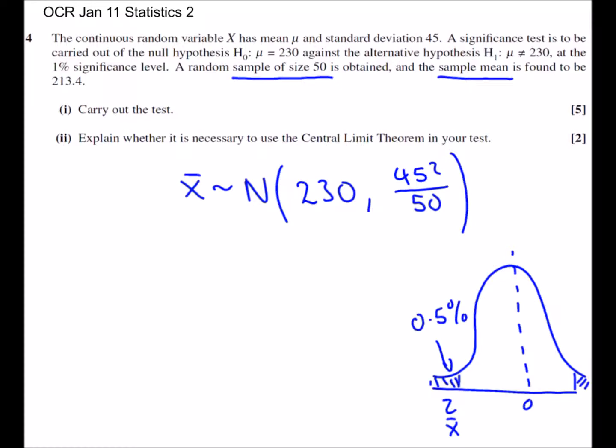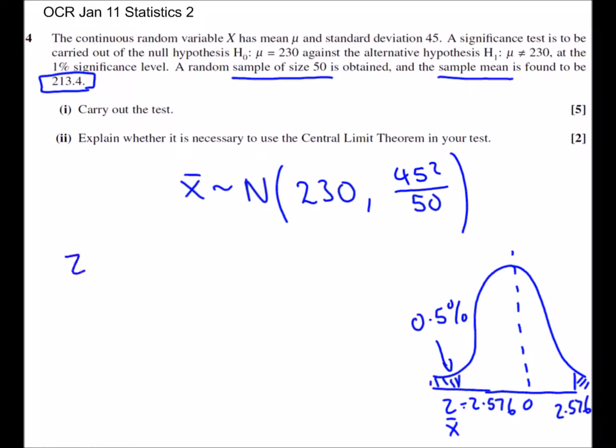So now I can have a look on my table. The table that we want to go for is right at the bottom of the page. This tells me that my z values are 2.576 and minus 2.576. So now I just need to find the z value for my 213.4 and see how it compares, whether it's inside the rejection region or outside the rejection region.